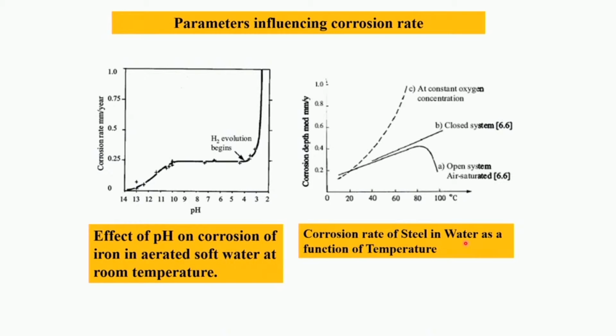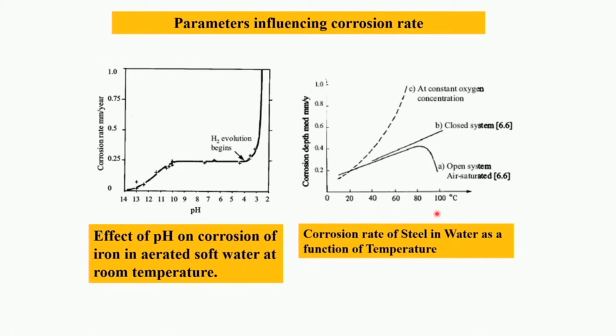Similarly, the effect of pH is shown here. As you go on increasing the pH, you will find that the corrosion rate increases, then at a particular level it is quite steady, and after a certain value it increases to a large extent, because hydrogen evolution starts, as a result of which the rate of corrosion increases. Again, the corrosion rate is also dependent on the oxygen concentration. In an open system with air saturation, the corrosion rate increases up to a certain temperature, and then after that it decreases.